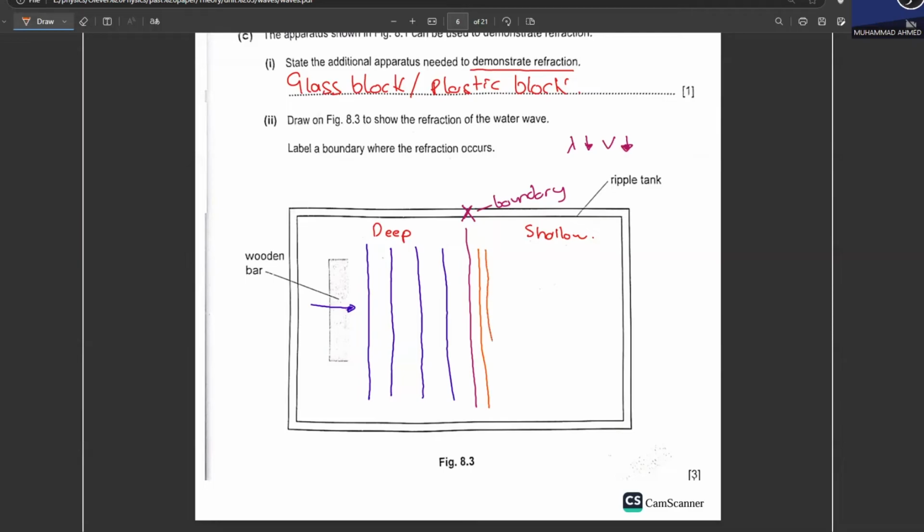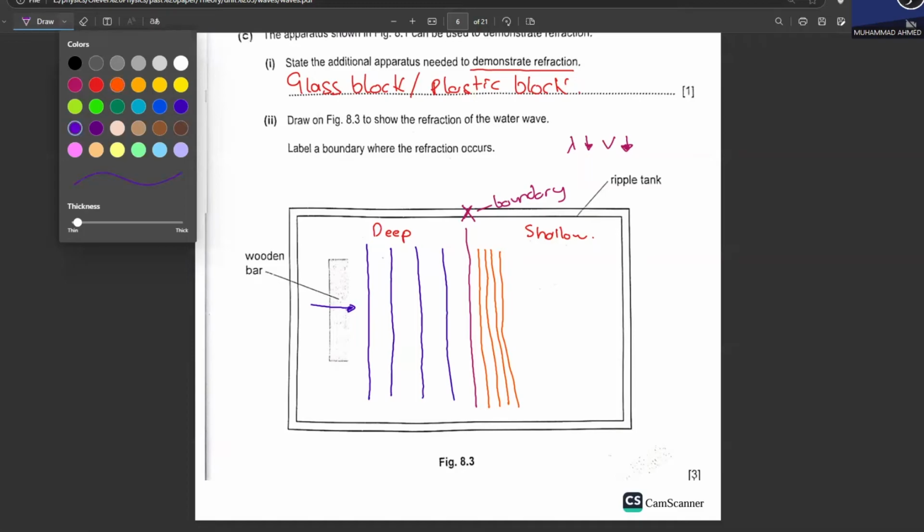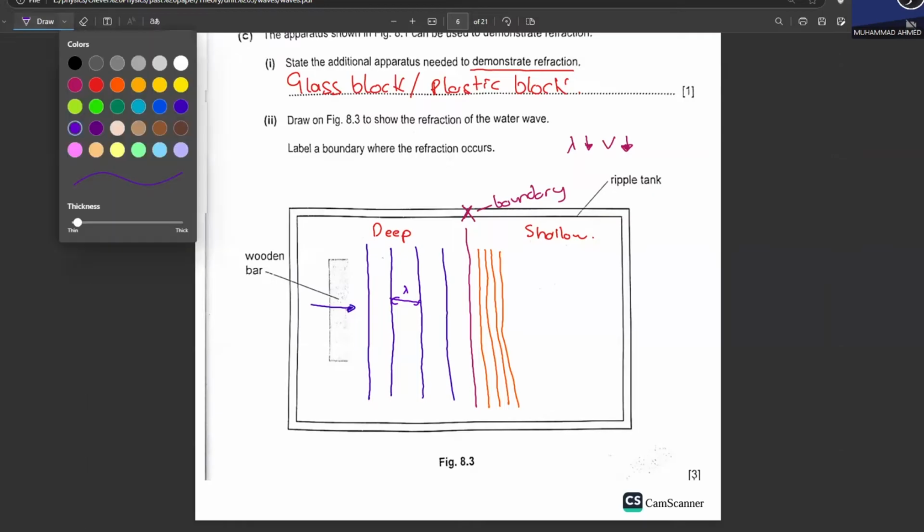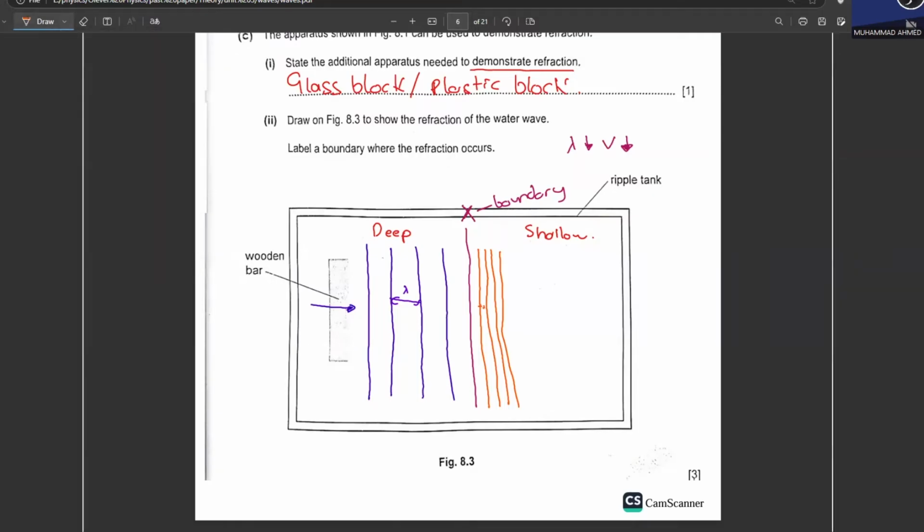Your wavelengths will get smaller. Obviously, you will draw it with a scale, then this will be more perfect. Somewhat like this. Can you see the distance between the two wave fronts in the deep region is greater? It is this lambda. And the distance between the two wave fronts here is lambda, small. So this is what you had to show. You had to label a boundary where the refraction occurs. We have labeled the boundary as well. Simple. All clear. Any ambiguities here, you can still ask me in the comments.